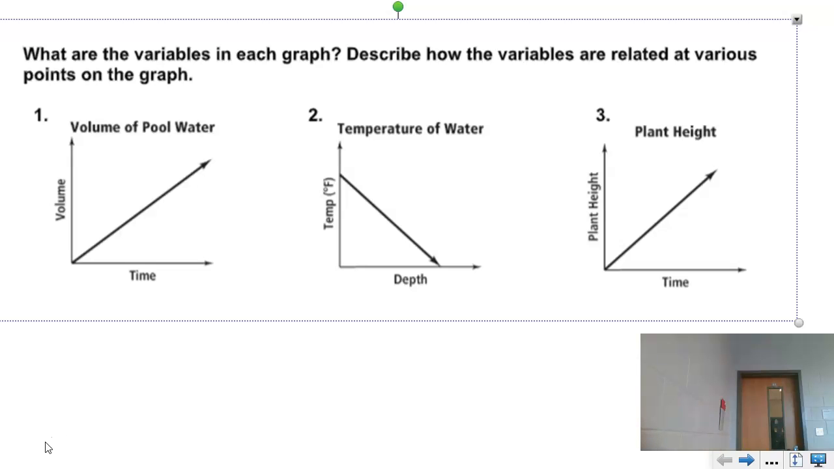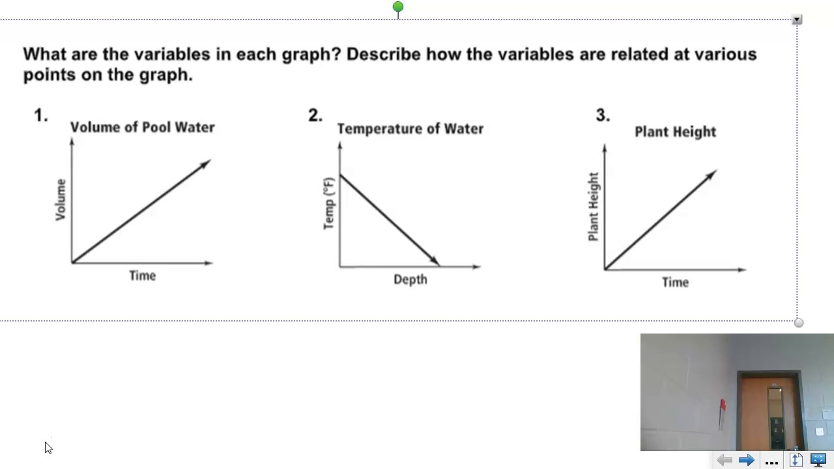There we go, I've got my screen. So let's take a look at 1 through 3. They have the same directions. Describe how the variables are related at various points on the graph and what are the variables in each graph. So let's just take a look at number 2.